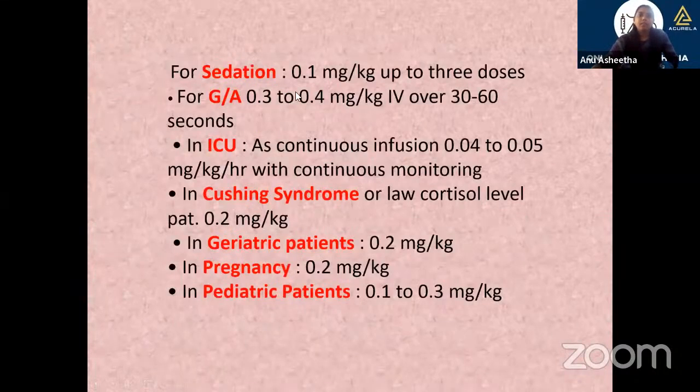Okay. In sedation, the dose is 0.1 milligram per kg, and up to 3 doses can be repeated. For general anesthesia, it is 0.3 to 0.4 milligrams per kg IV over 30 to 60 seconds. In ICU, as continuous infusion, but with careful monitoring. As a treatment in Cushing syndrome, 0.2 milligrams per kg. In geriatric patients, pregnant patients, and pediatric patients, it has to be given with caution due to the adrenocortical suppression.